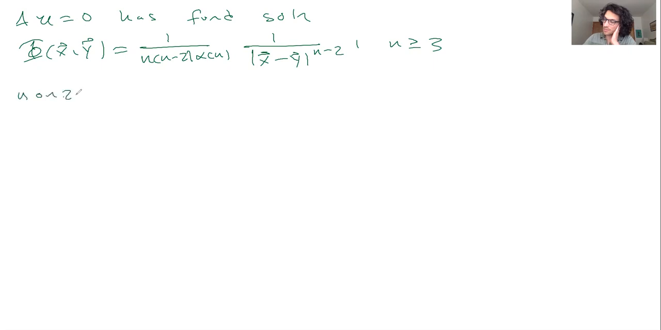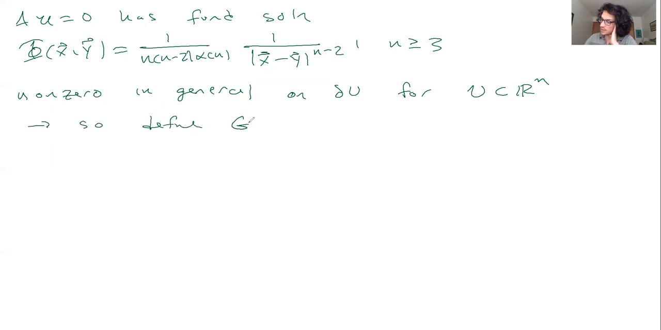So the point is not necessarily the details of the solution, but that it's going to be non-zero in general on the boundary of U, whenever U is a proper subset of R^n. So what we do is we're going to define our Green's function as this fundamental solution with a function subtracted that's going to zero out our boundary. And that will allow us to solve that boundary value problem.